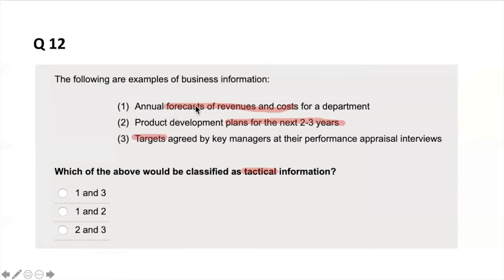The annual forecast, that's annually, that's every year. That's not long-term. That's not 2 or 3 years down the line. And targets agreed by key managers, that's more specific. So I would say 1 and 3. And the answer is, of course, 1 and 3.